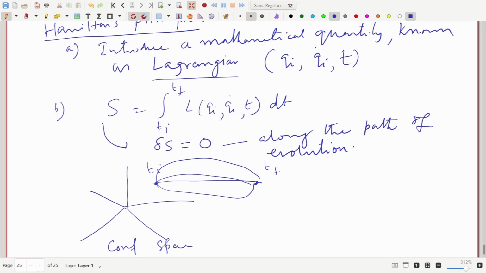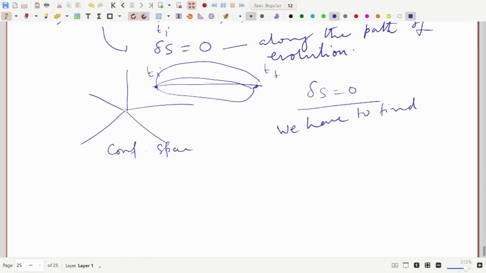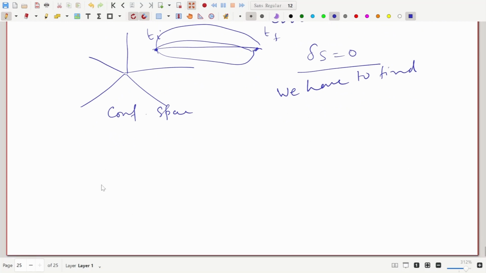So there will be many actions, but the classical system will evolve through the path where delta S will be 0. That means the action will be an extremum. Using this condition we have to find the equation of motion of the classical system. But to extremize this action, you can see that it is a function of functions kind of thing, so we need to know a little bit about calculus of variation. In the last lecture we started discussion on calculus of variation.